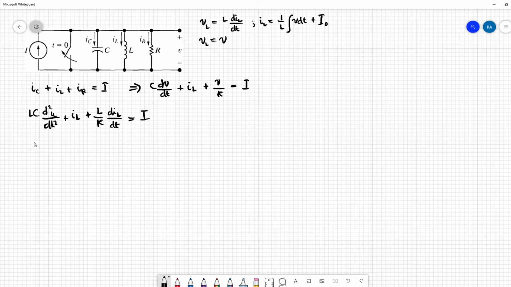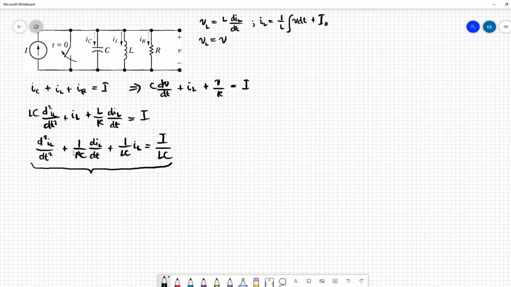Dividing the equation by LC, if you look at this equation, this is the same differential equation as the natural response, but the term at the right hand side is a non-zero term. We have alpha equivalent to 1 over 2RC, and omega naught equal to 1 over the square root of LC.